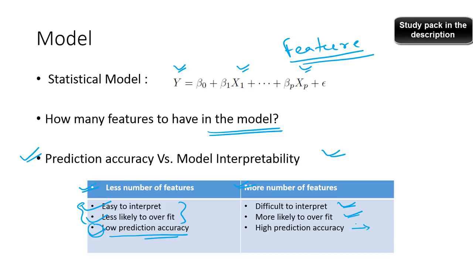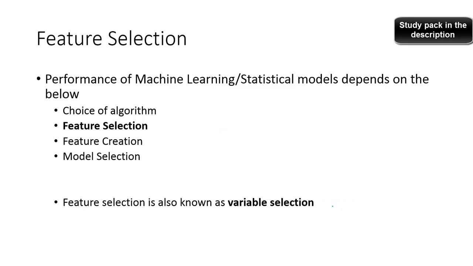So how do you know the best set of variables or features which does justice to both prediction accuracy and model interpretability? That's the idea behind this session. What are the ways to select the best number of features, and how do we select the best model out of the given set of models? Feature selection can be very important in model building.